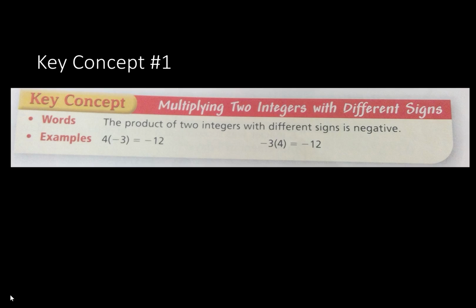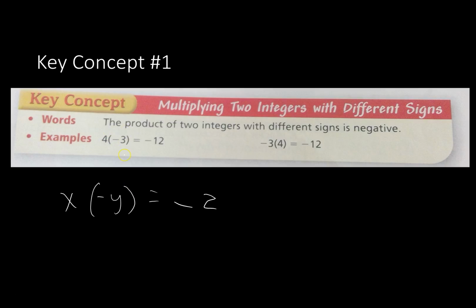All right, key concept number 1. When multiplying two integers with different signs, so that means one's a positive, one's a negative, so I'd have x times negative y, it's going to have a negative sign, and then whatever the answer is. Same concept. So 4 times a negative 3 will come out to a negative 12.